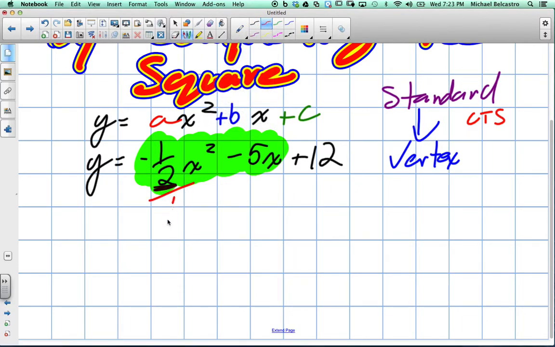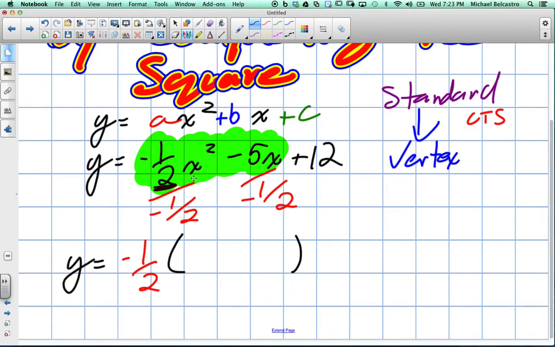We're going to divide by negative a half. And what we really mean by that is that we're going to common factor out a half. And since it's negative, we're actually going to common factor out negative a half. So y will be equal to negative 1/2. That kind of comes outside of the brackets. Okay? And now we look at this term here.